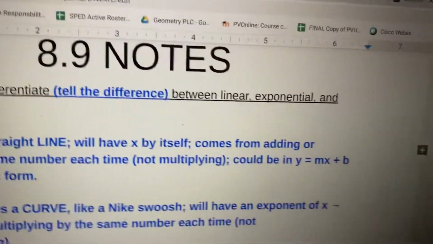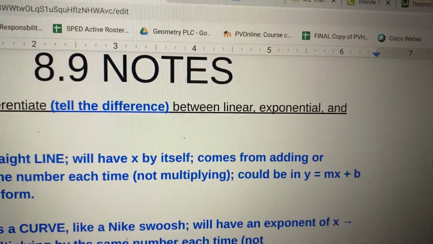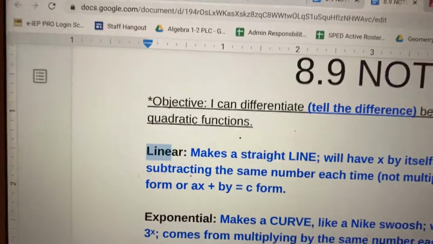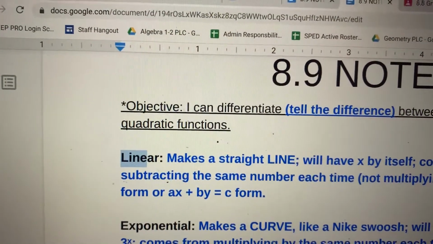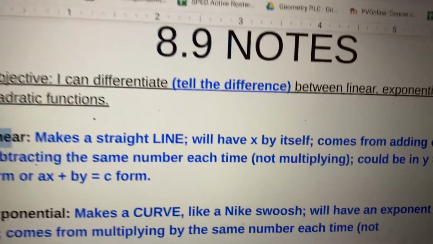So if we're looking at equations, we could have y equals mx plus b. So that form of equation, which hopefully you recognize from the past, we could also have ax plus by equals c form. So there's a couple different ways we could have this, but the key is that it makes a straight line and that it has x by itself.